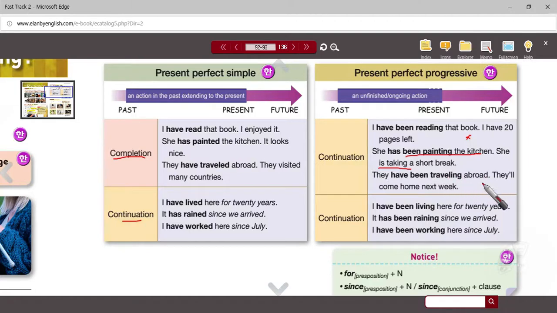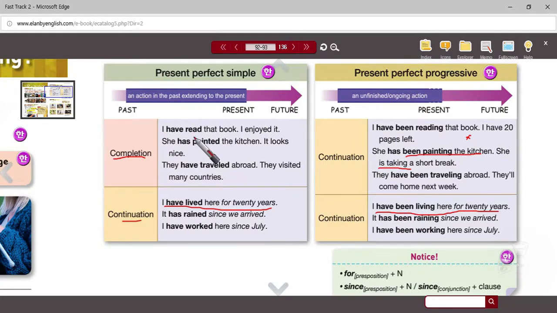They've been traveling abroad. They'll come home next week. Right, so, okay, so it's something that's going on. Okay. Now, of course, in the present perfect, you can continue, if you use this grammar to talk about continuation. Okay. Notice the difference. I've lived here for 20 years. I've been living here for 20 years. Pretty much communicating the same thing. And this is very common among native speakers to use either one in discussion.